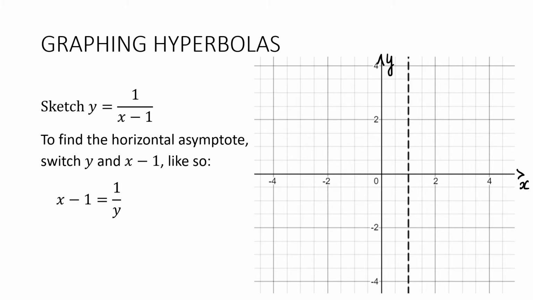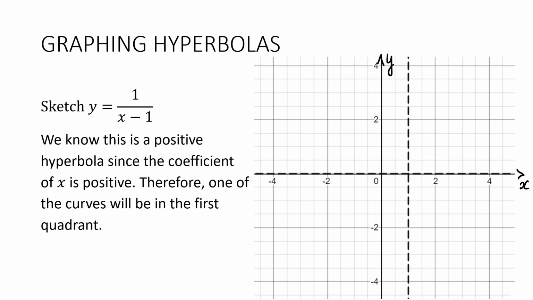Next, we want to find the horizontal asymptote, and it's a bit trickier, but the easiest way to do it is just to switch the x minus 1 and the y. Switch them around. We get x minus 1 is equal to 1 on y. What can't y equal? Have a look at the denominator. 0. So there's our horizontal asymptote, y equals 0, and put it in with a dotted line. Next, we look at whether this is a positive hyperbola or a negative hyperbola, and we're looking at the coefficient of x. This is positive, which means that we're going to be in the positive quadrant. So part of the hyperbola is going to be up here.